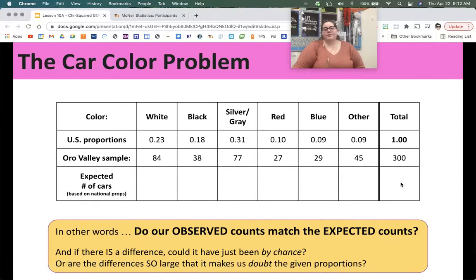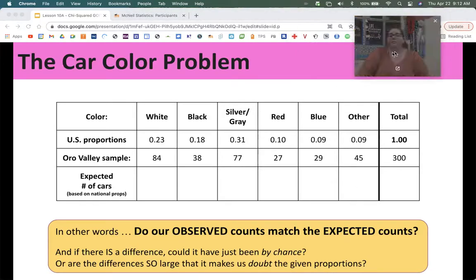So the first thing I would always do for a chi-squared goodness of fit test, or any chi-square test, is find the expected counts. So what this means is I'm looking at my numbers of cars. I have a sample of 300, and I'm trying to decide how many of each color would I expect in a sample of 300 if those proportions for the US were true.